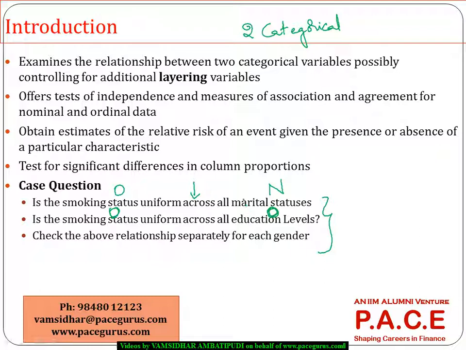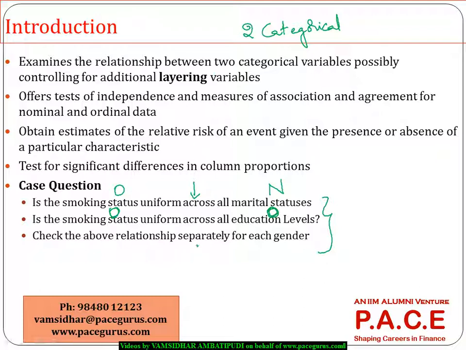So both of them are ordinal variables. I want to check if there is complete independence, meaning the uniformity exists across all the education levels, or probably I would like to know whether highly educated people smoke a lot, or less educated people smoke a lot, or is there any kind of such relationship existing between the smoking status and the education level.